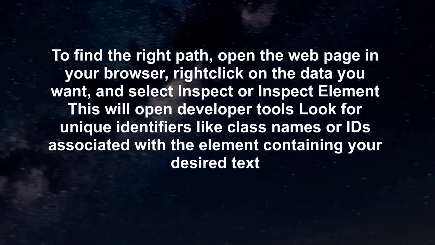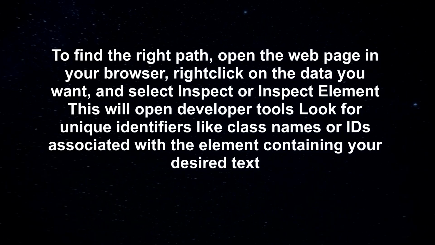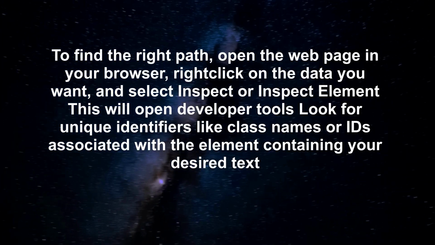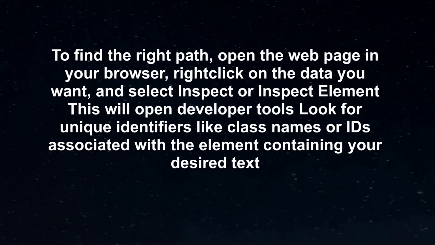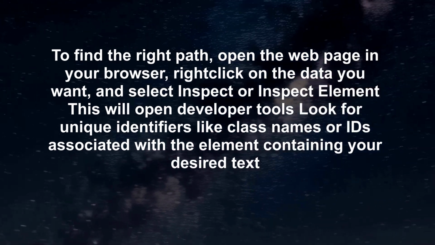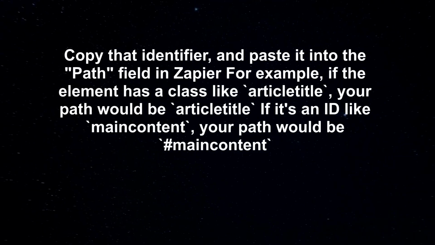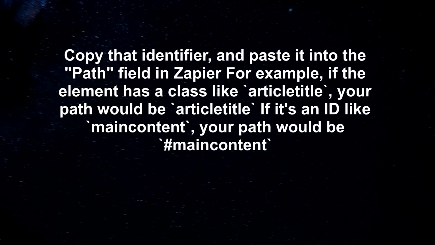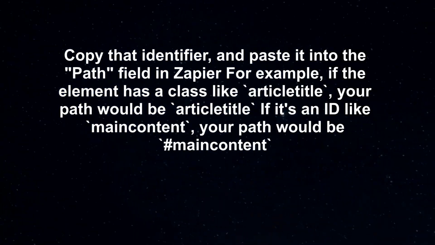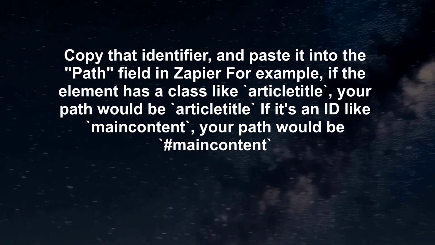To find the right path, open the web page in your browser, right-click on the data you want, and select Inspect or Inspect Element. This will open developer tools. Look for unique identifiers like class names or IDs associated with the element containing your desired text. Copy that identifier and paste it into the path field in Zapier. For example, if the element has a class like articletitle, your path would be articletitle. If it's an ID like main content, your path would be main content.